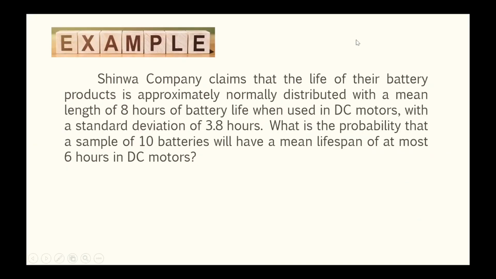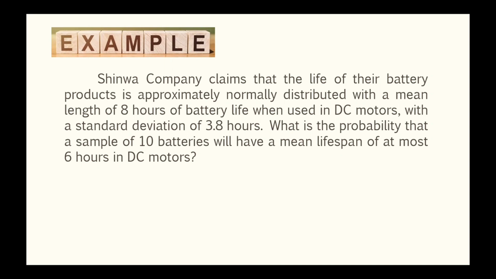Shinwa Company claims that the life of their battery products is approximately normally distributed with a mean length of 8 hours of battery life when used in DC motors with a standard deviation of 3.8 hours. What is the probability that a sample of 10 batteries will have a mean lifespan of at most 6 hours in DC motors? So the first step is to answer the question, what is asked? In the problem, that is, what is the probability that a sample of 10 batteries will have a mean lifespan of at most 6 hours in DC motors?